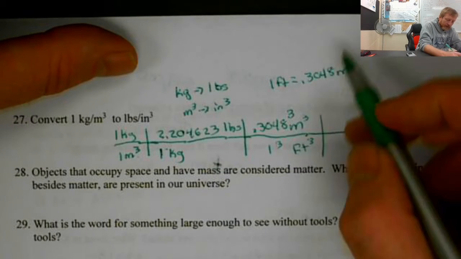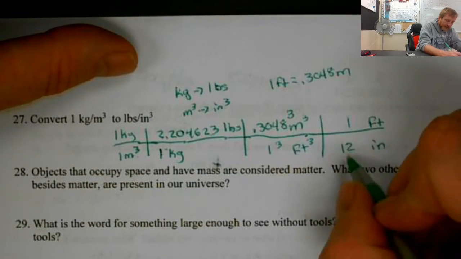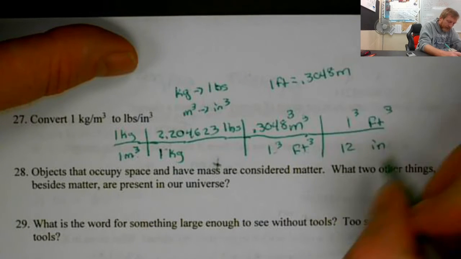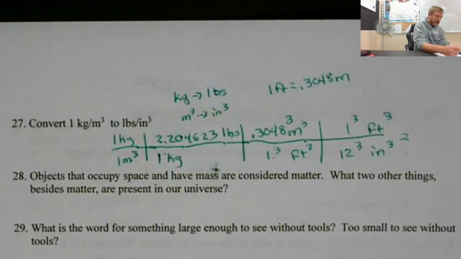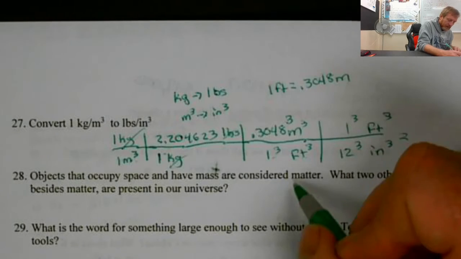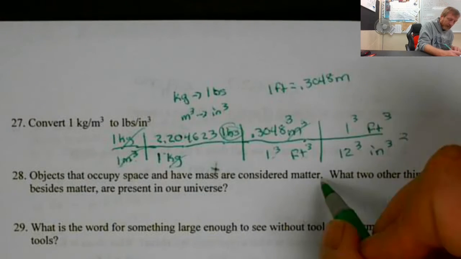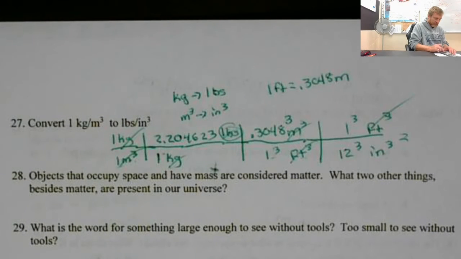And then I want to get to cubic inches, so I've got to get rid of feet, and I've got to go to inches. 1 foot is 12 inches. And again, because these were cubed feet, this needs to be cubed, which means I also have to cube the bottom. And that giant mess now will be only labels left. Pounds do not cancel. Meters cancel, cubic meters cancel, cubic feet cancel, and I have pounds per cubic inch. Perfect. So I'm just going to take that through the calculator and see what it yields.